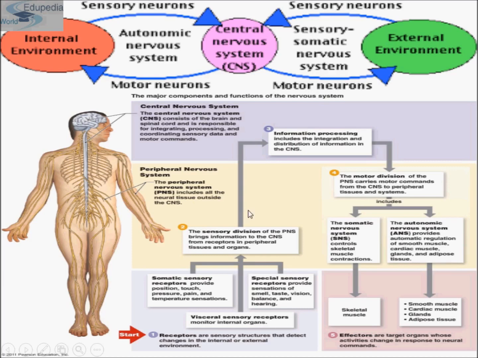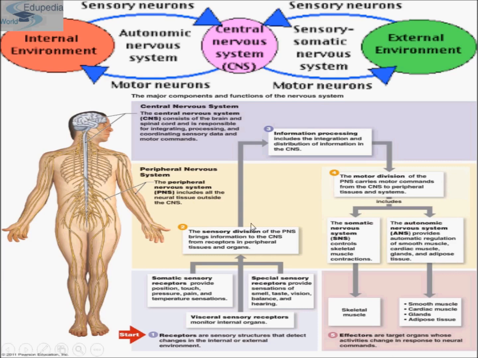Now what happens? Information processing includes integration. That means all the information integration and distribution of information in the CNS will take place. Now the motor division of the PNS carries motor commands. That means this motor neuron will take the information from the central nervous system to the voluntary or the involuntary organs of the body to respond to the stimulus.